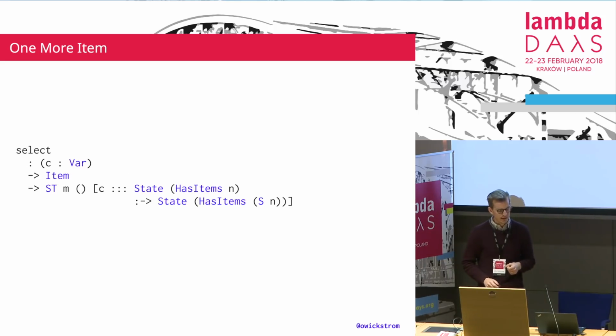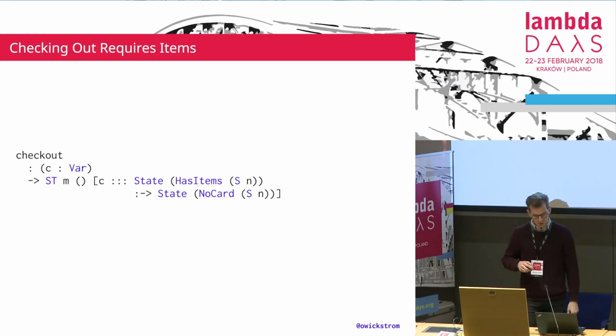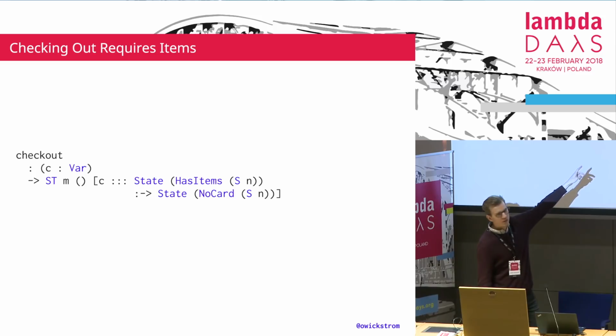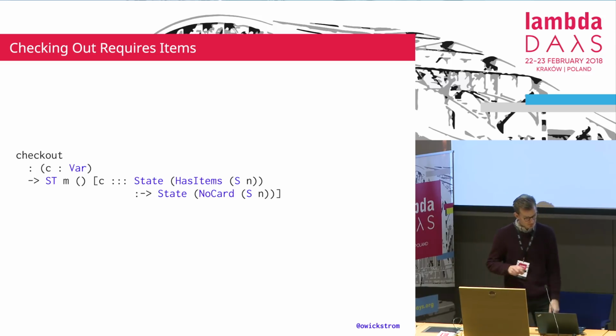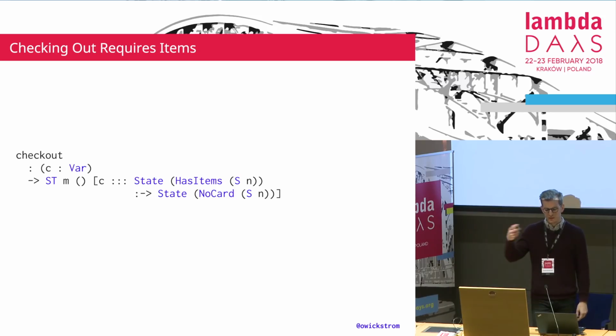So when we do the select operation, we pass in that identifier, the var, and the item, and we go from having items, n items, to having the successor of n items, plus 1. When we do a checkout, we require it to be not 0. So the successor of some number is not 0, right? And then we go into the no card state with the same number of items.